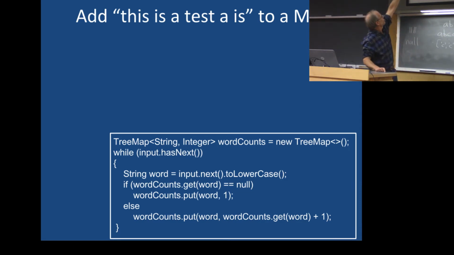So if we feed that through there, if we process "this is a test is", and we ask word counts to get the value of this, what would it return? 1. So when we say word counts dot get of the string this, it's going to return 1 because this occurs once in the string, so this is mapped to 1. If we ask to get the value of is, it'll return 2 because that occurs twice.